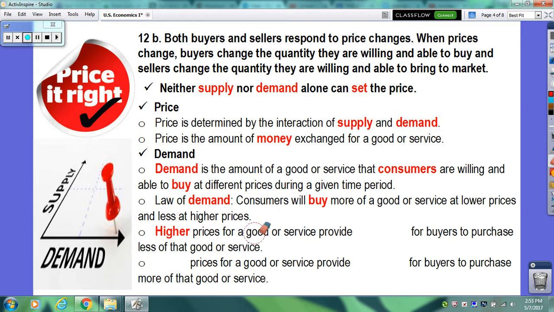Next point here is higher prices for a good or service provide incentives for buyers to purchase less of that good or service. So sometimes people have a higher price because they want to attract a certain kind of person, or people with certain kinds of taste. There may be different reasons why there may be a higher price. Or sometimes the price is just higher.